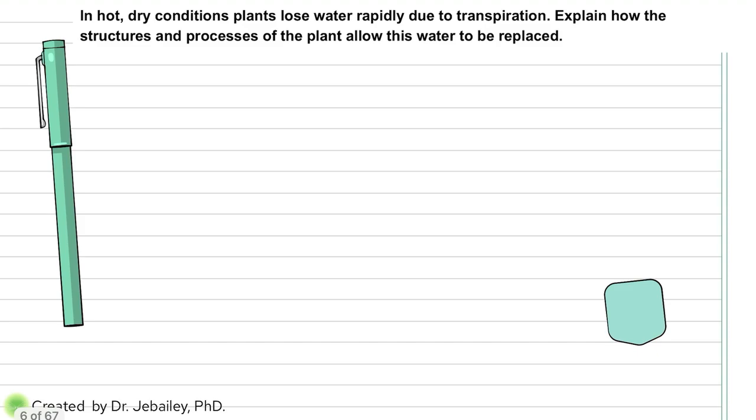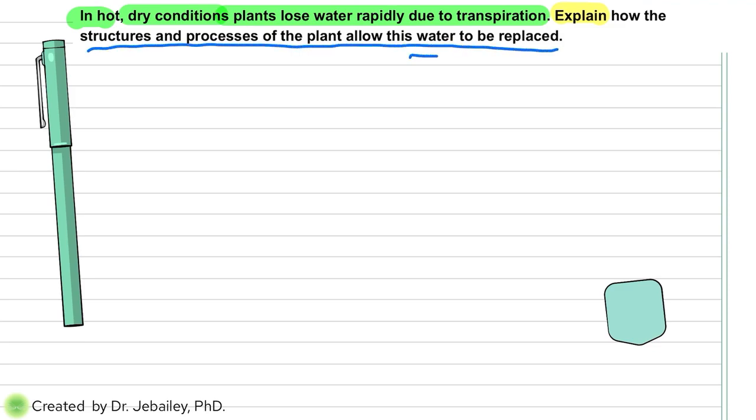So the next question here says: in hot, dry conditions, plants lose water rapidly due to transpiration. Now, it says explain, that's the command word, how the structures of the plant allow this water to be replaced. So once again, we are talking about transpiration, but this now is asking for the structures too.